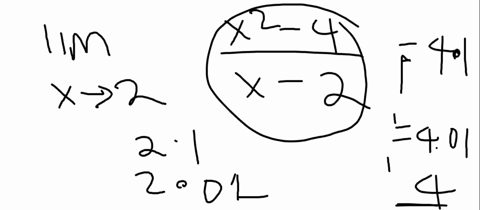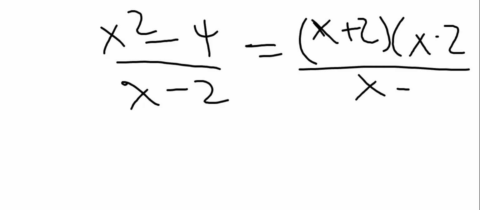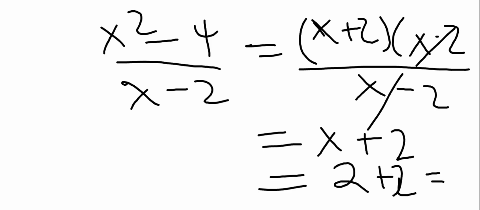But there is also an easier way of doing this, where we take the same function and factor out this expression, x minus 2 over x minus 2. So this will cancel, and we will have x plus 2. So as x approaches 2, here we have 2 plus 2, which is 4, like it gave us in the previous question.